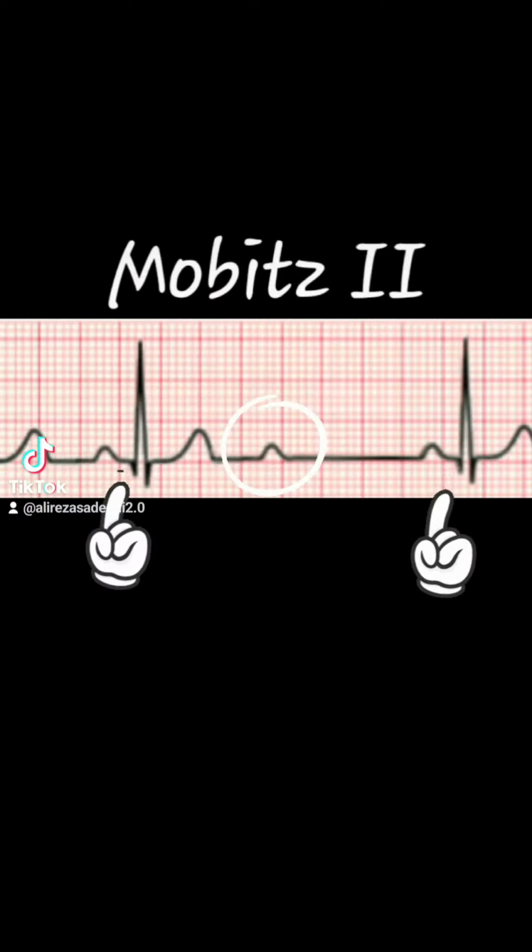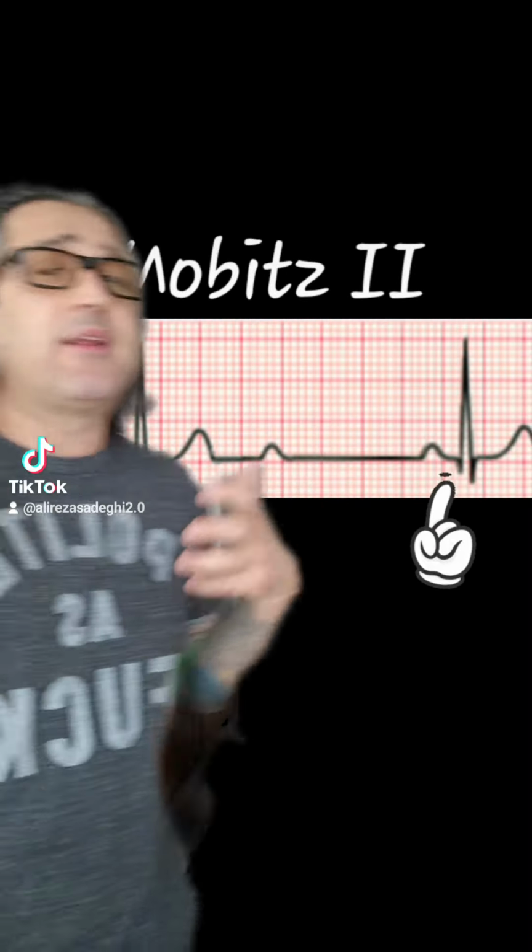If the PR interval after and the PR interval before the non-conducted P wave are the same exact measurement, then it is always second degree type 2. Now let's look at a couple of more examples.